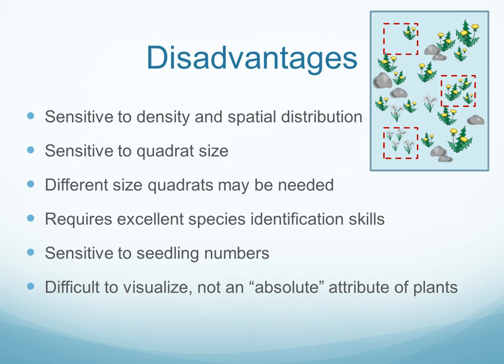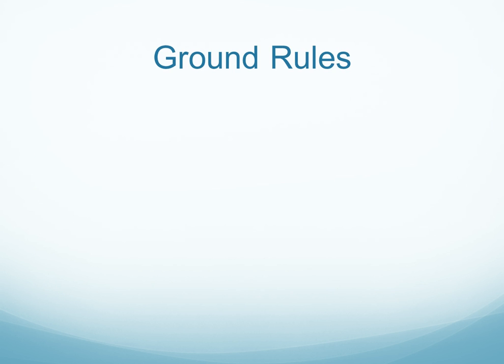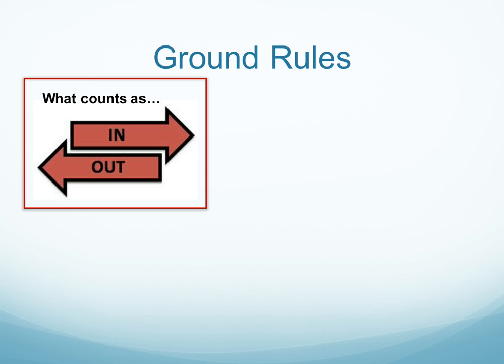And what I mean by that is that density or, say, biomass of a plant can be measured. The density can be measured in a particular size quadrat, or cover. Those are more absolute attributes. But because frequency is tied to the quadrat size, it's not actually something that is inherently a value of the vegetation. Okay, so what are the ground rules?